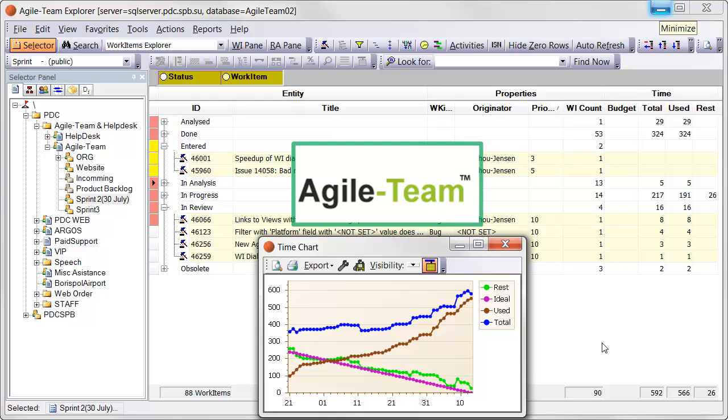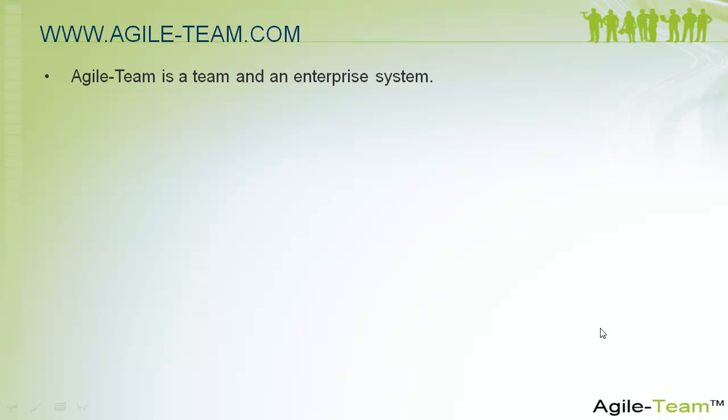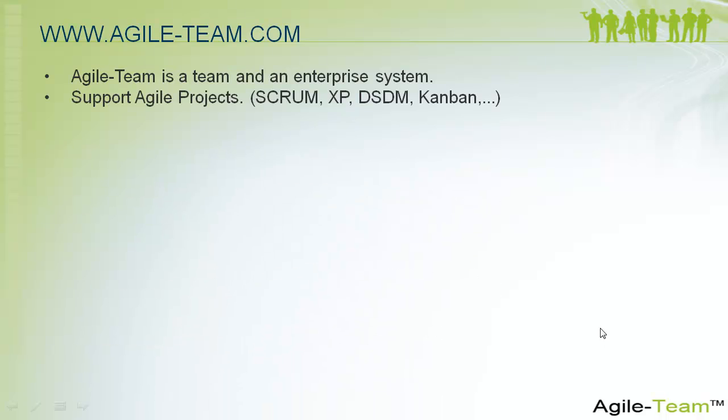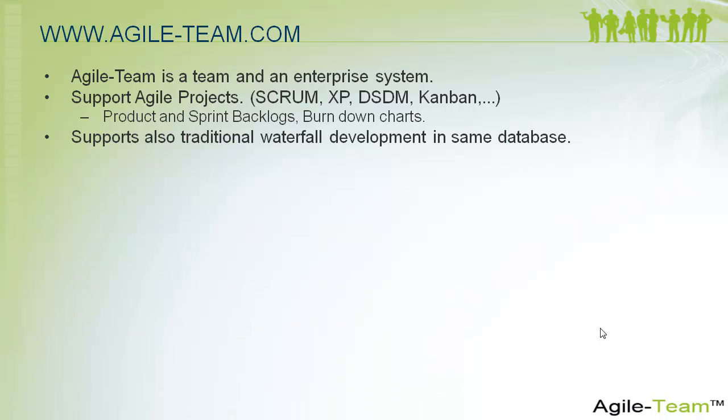Agile-Team is a team and an enterprise system. It supports agile projects, SCRUM, XP, DSDM, Kanban, with product and sprint backlogs, burn-down charts etc. And Agile-Team supports also traditional waterfall development in the same database, as well as custom project methods.